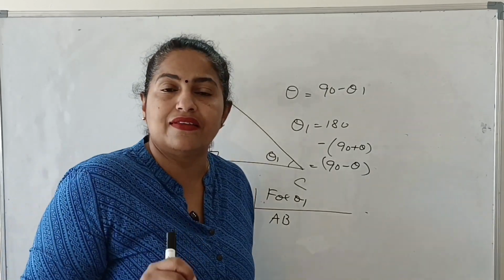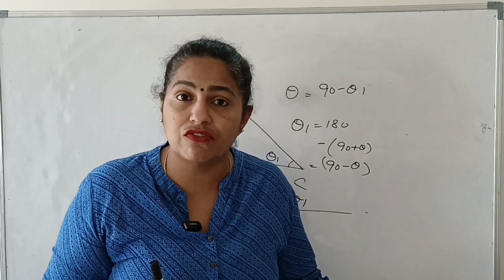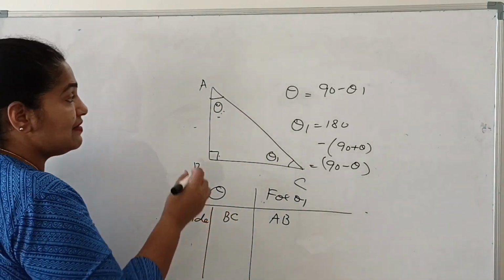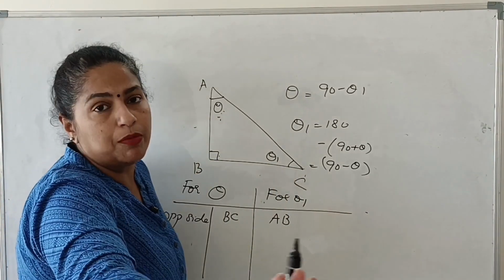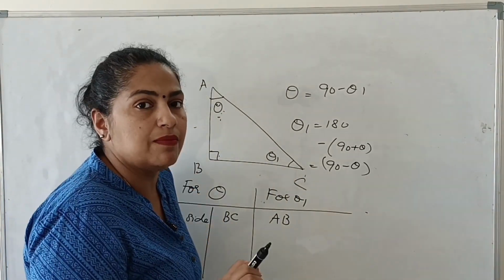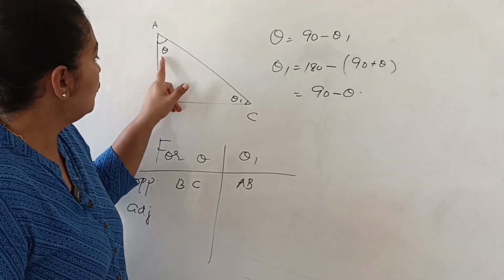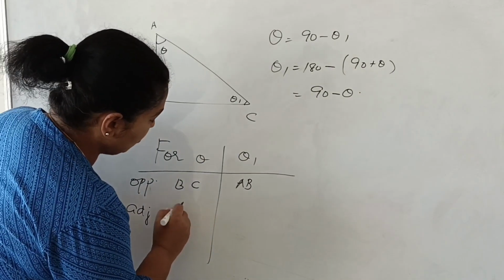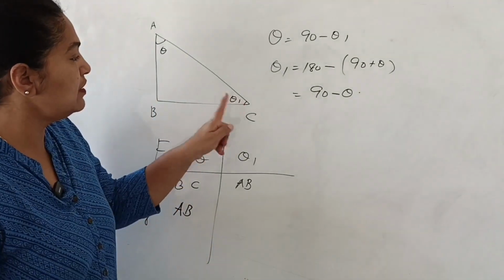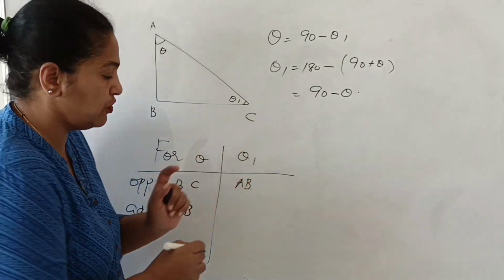What is the adjacent side? What do you mean by adjacent? Next to me. Who is adjacent to me? Who is next to me? So what is the adjacent side to theta? One is our hypotenuse. Don't talk about hypotenuse. What other than hypotenuse is the adjacent side? For theta, the adjacent side now will be AB. And what about theta 1? For theta 1, the adjacent side will be BC because again we are not considering the hypotenuse.